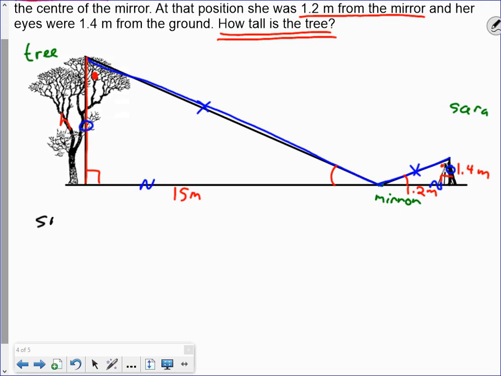Let's do, again, small over large. In our small triangle, we have got a side that is 1.4 meters, marked with a circle. That corresponds to H in the large triangle. In the small triangle, we have a side that is 1.2 meters. That corresponds to 15 meters in the large triangle, because they're both marked with a squiggle. All right, and that's all we need.